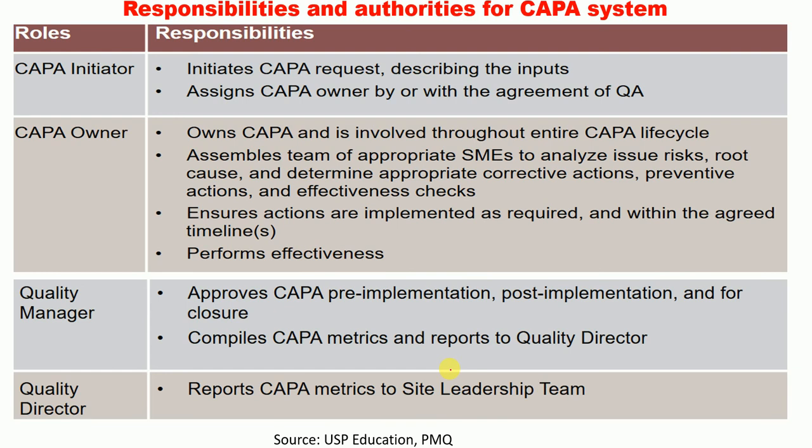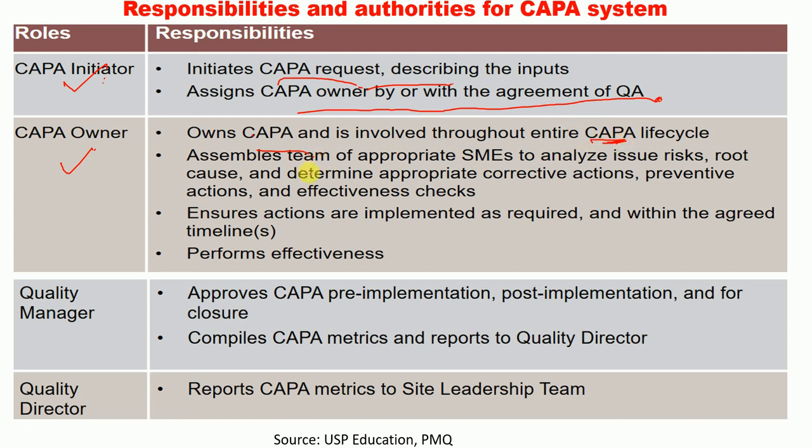So, responsibilities and authorities for the CAPA system. Who is responsible for the CAPA system? We have the CAPA initiator, we have the CAPA owner, and also the quality manager and quality directors are involved in this CAPA process. The CAPA initiator will initiate a CAPA request describing the inputs, and assigns a CAPA owner by or with the agreement of quality assurance. The CAPA owner owns the CAPA and is involved throughout the entire life cycle of the CAPA.